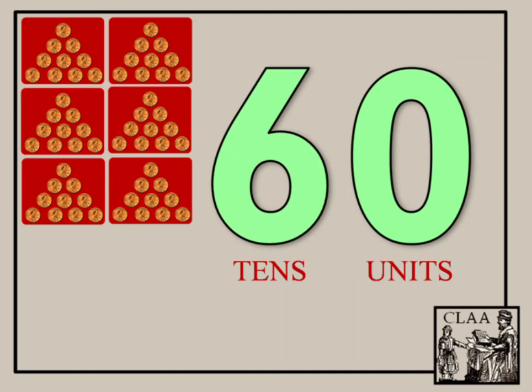After 59, we'll have 6 sets of 10. When we have 6 sets of 10, we have 60. 60 is written with a 6 and a 0. The 6 tells us we have 6 sets of 10. The 0 tells us we have 0 units more. 6 sets of 10 is 60.